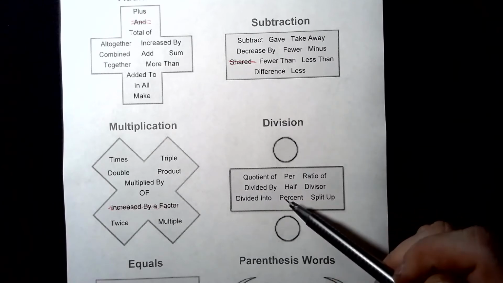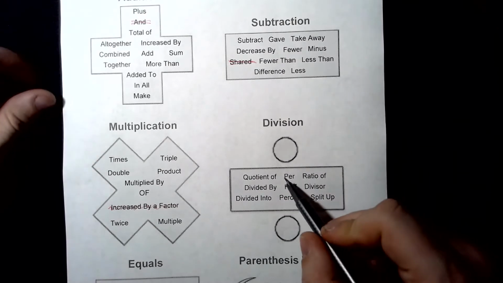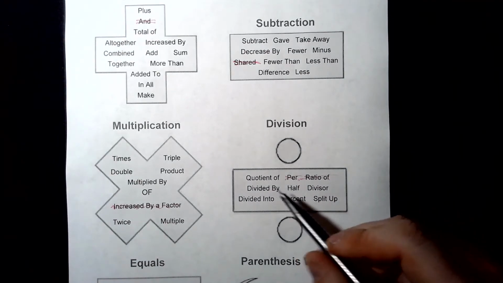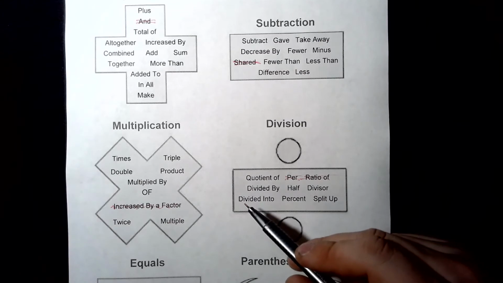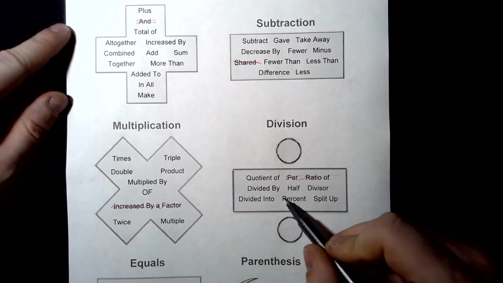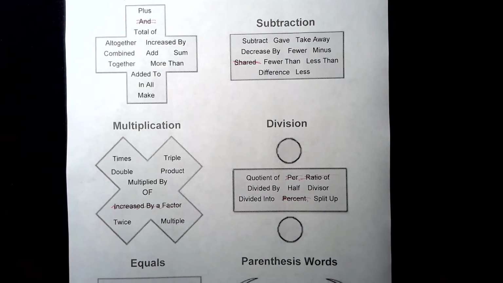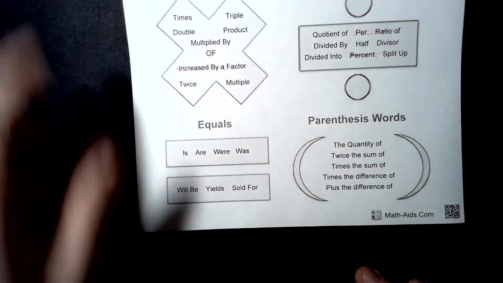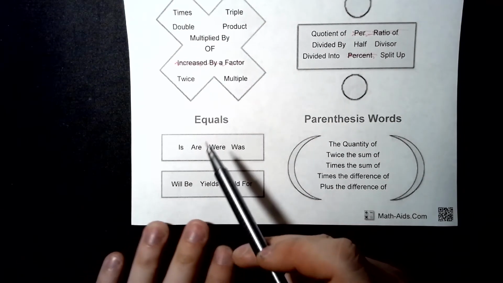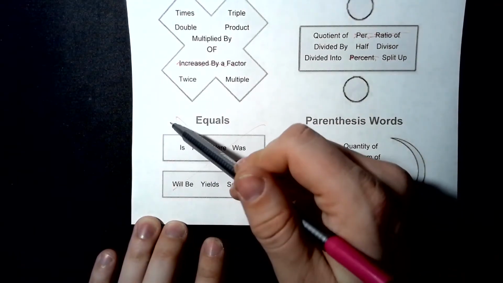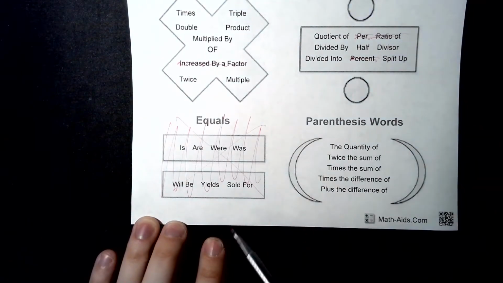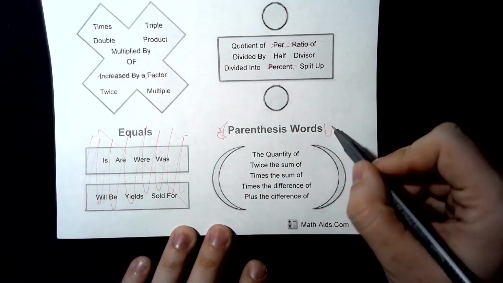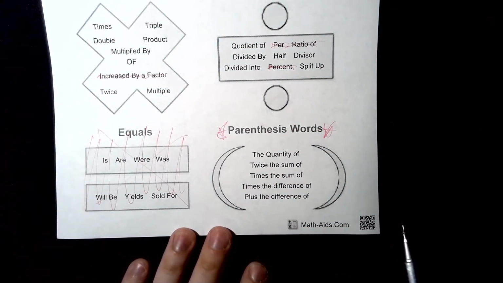Division, quotient, per. I don't like per. I don't like ratio. Those two are not typically used. Divided by, half, divisor. Divided into, percent. No, we have a different set of steps when we see percent. Equals, we can actually ignore because this means it's no longer an expression. So we're ignoring that. And these parentheses words are some of the most overlooked problems.